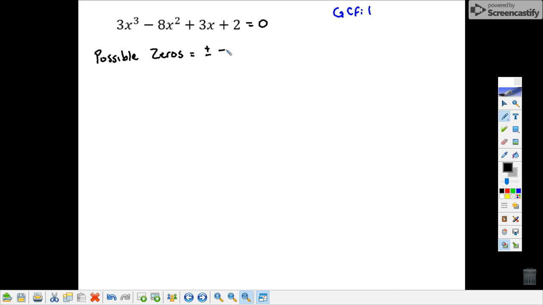The way you find the possible zeros of any equation is you take the factors of your last number, which is the constant, divide it by the factors of the leading coefficient, and LC for leading coefficient. Now, typically, you'll see it written like this, plus or minus P over Q. P just represents the factors of the last number, the constant, and Q just represents the factors of the leading coefficient. So I'll show you how that works in this problem.